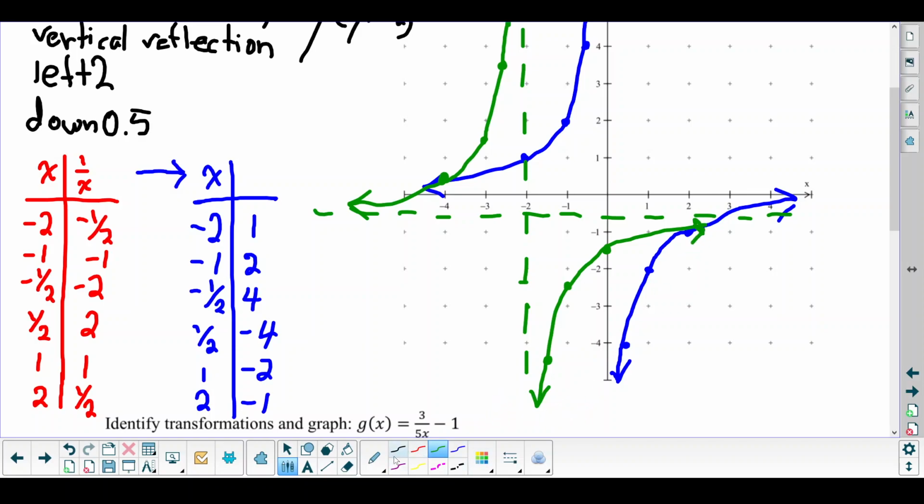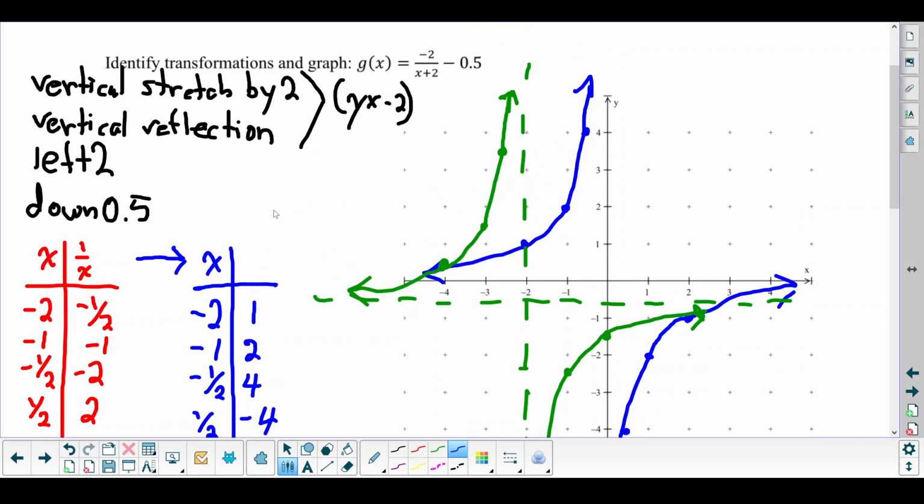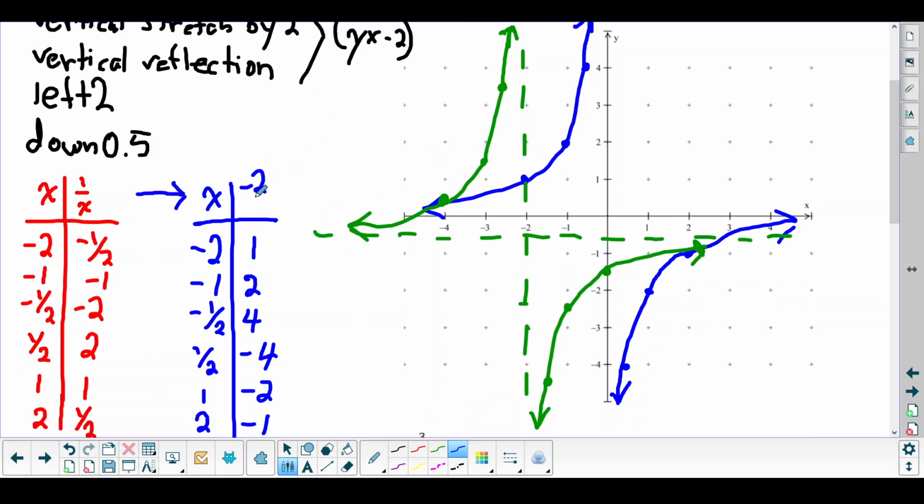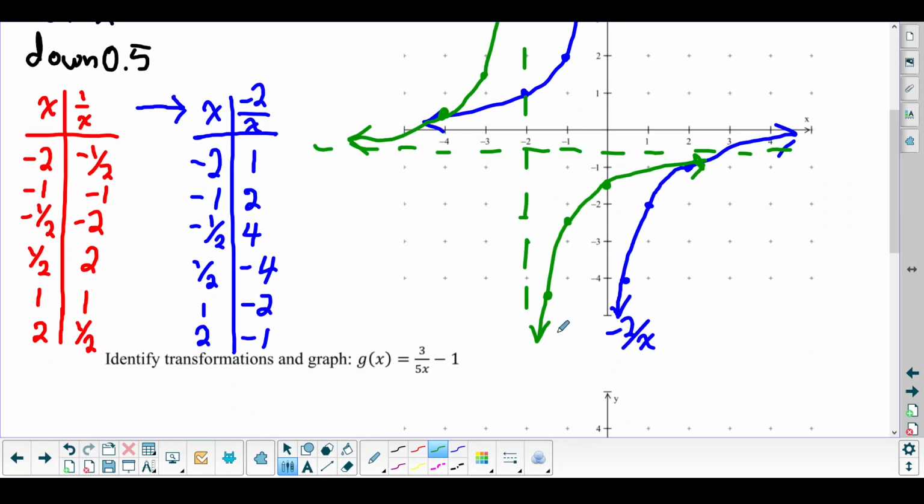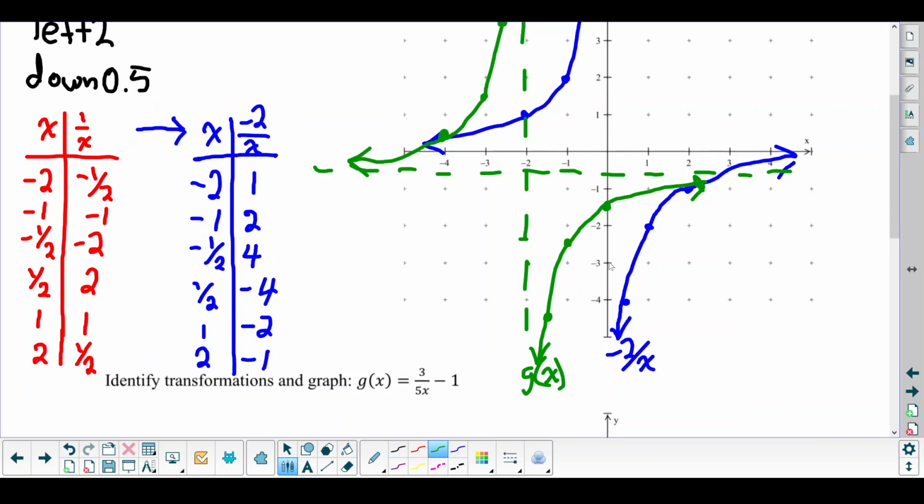And of course we should label these graphs. So the blue one here is, oh, we didn't label it here either. That was going to be negative 2 over x. So negative 2 over x. And up top here we'll label it negative 2 over x. And lastly, our green graph is g of x. Okay, so there's our graph.